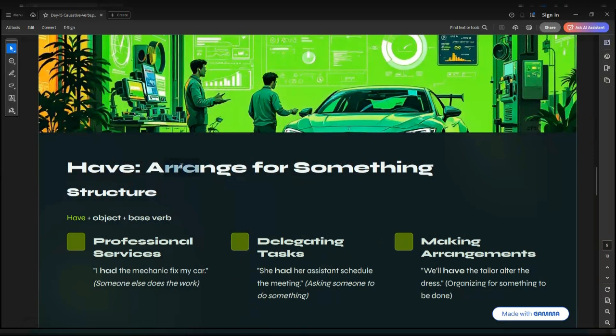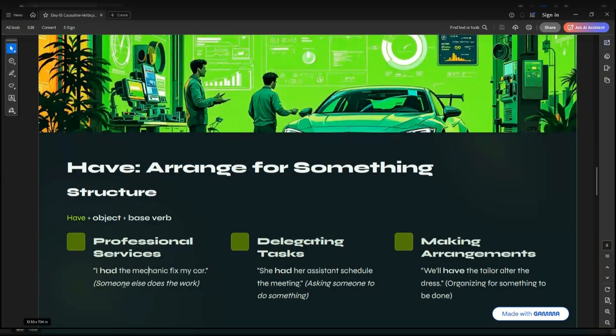So again, the arrangement is here. So I had the mechanic fix my car. Had is have, mechanic is the object, base verb is fix. Okay. So I had the mechanic fix my car. Someone else does the work. This is an example of someone else doing the work.